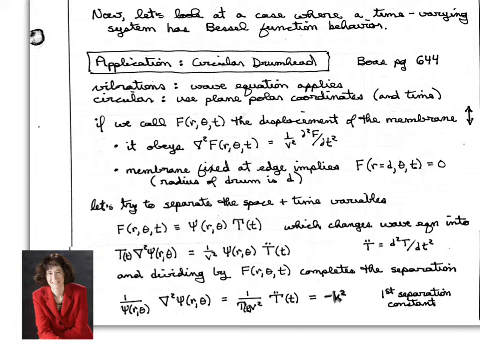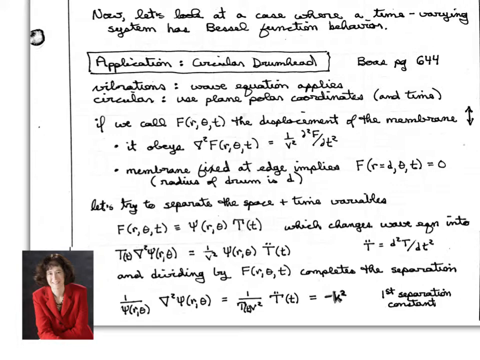Remember that the drum membrane is circular and it's fixed at the edge, meaning that there is no displacement of the drum membrane out at the edge at the radius r equals d that corresponds to the radius of the drum itself. That will be important when we're talking about the form of the solution in the end. For now, let's try to do the separation of variables, and we'll begin by trying to separate the space from the time variables. So we'll make the ansatz that our displacement function f separates into a spatial part psi, depending only on radius and angle, and a time piece T, depending only on the time coordinate.